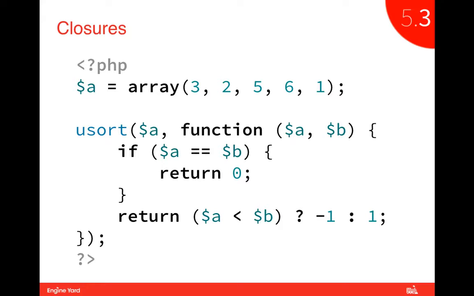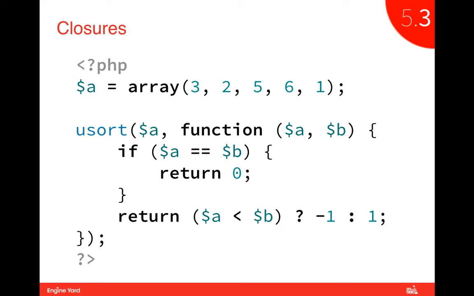I want to use usort on it, so I'm going to pass in this simple function, which takes two arguments, does a comparison, and returns either 0 if they're the same, or if A is less than B, return minus 1 if it's more than 1. It's a standard, simple sort. I'm pretty sure that's what regular sort does. Here it is in callback.